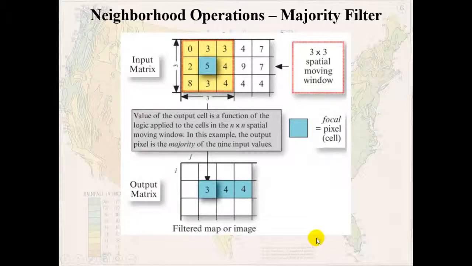Filters. Filters are used generally to accentuate different aspects of a raster, or especially if you have an image. So when you're doing image analysis, you do a lot of filtering. You have an input matrix, and you have a moving window, and from that you have an output filtered matrix.